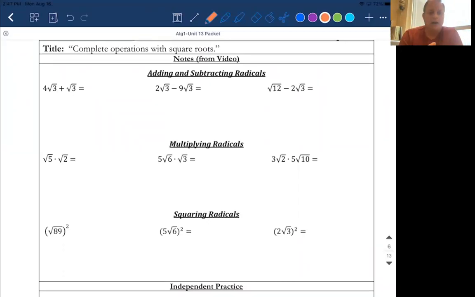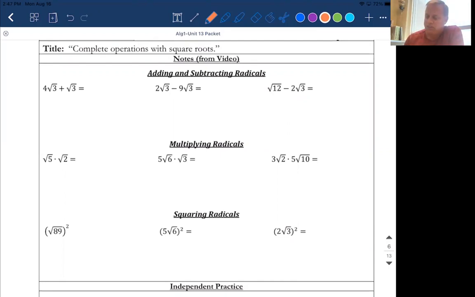Okay, so now that we know how to simplify radicals, or namely square roots, we can begin to add, subtract, multiply, and square them. So let's show you how to do this. When you add and subtract radicals, you have to have the same number inside the radical. So our first one, we have 4 square root of 3 plus a square root of 3.